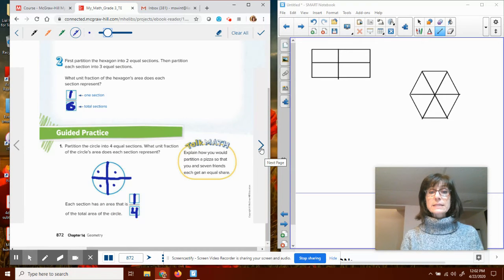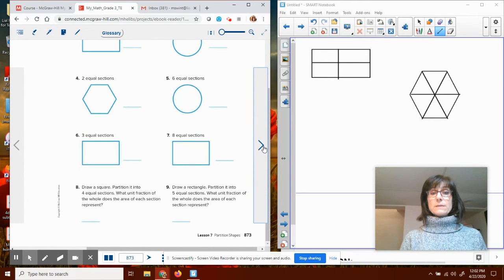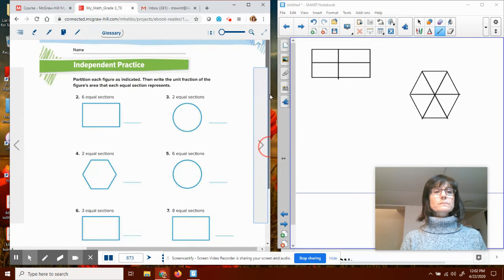Let's go to the next page and look at our independent practice. It says partition each figure as indicated, then write the unit fraction of the figure's area that each section represents.